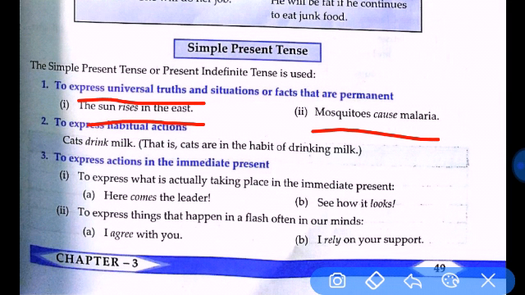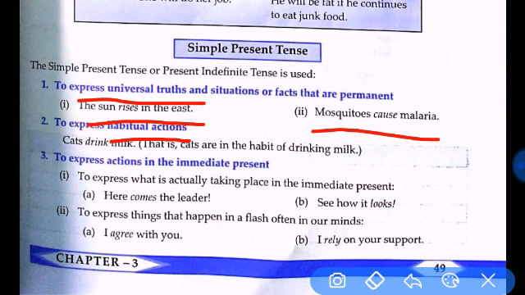For the second one, we use it for habitual actions, something that goes on habitually, daily. For example, cats drink milk, or my father goes for a walk, I go to school daily. So something that happens daily, a habitual action.